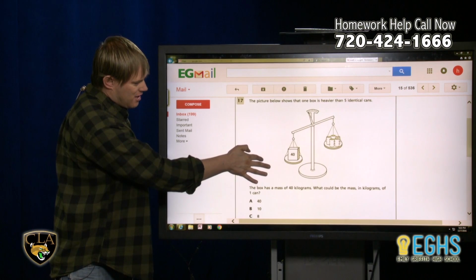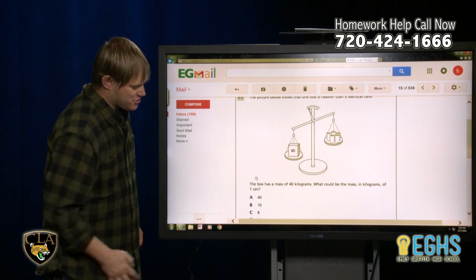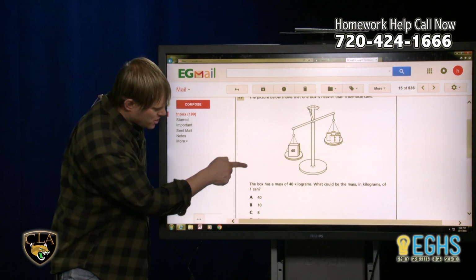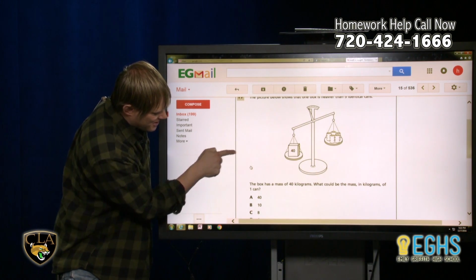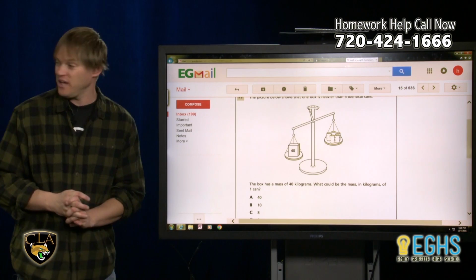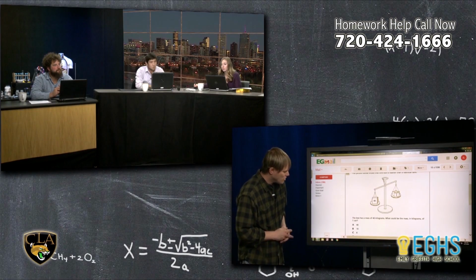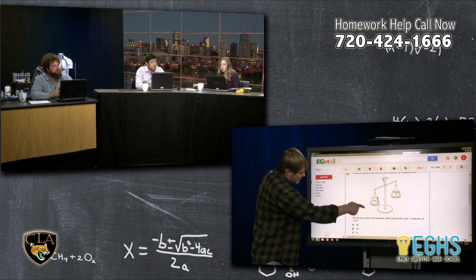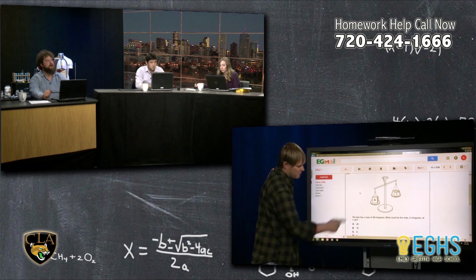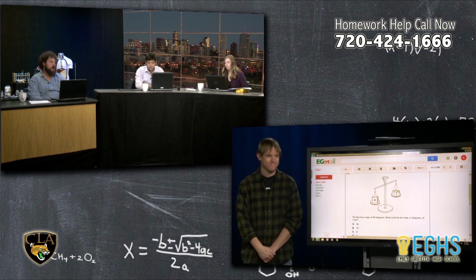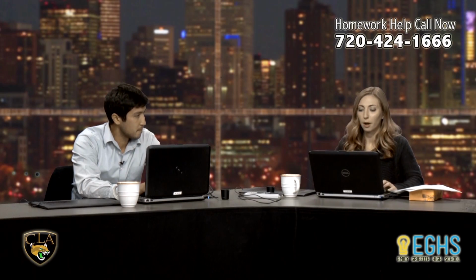And we have a couple of answers down here. But what could the mass in kilograms be of one can? Okay, and then what are the choices? The choices are 40, 10, 8, or 6. Okay, I will do my best to answer this pretty quickly.